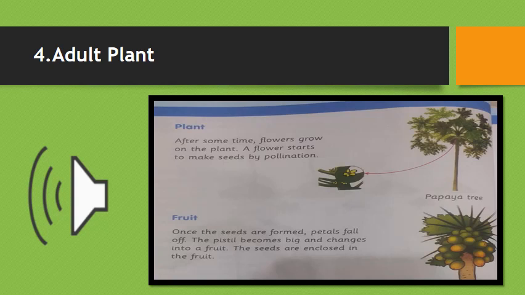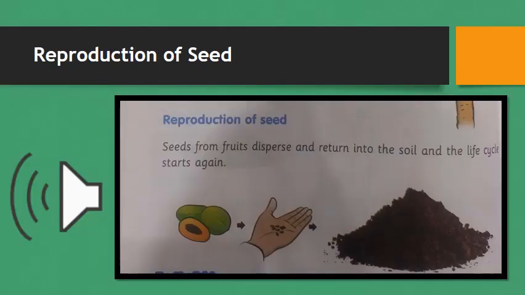Then the pistil starts increasing in size and turns into a fruit. What about the seeds? These seeds are enclosed in the fruit. Reproduction of seed. Reading. Seeds from fruits disperse and return into the soil and the life cycle starts again.